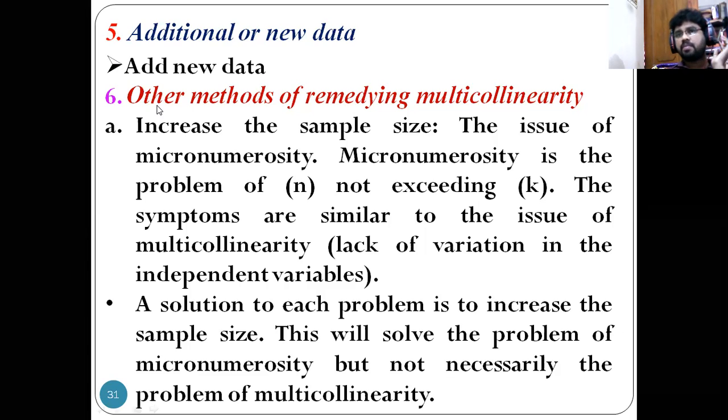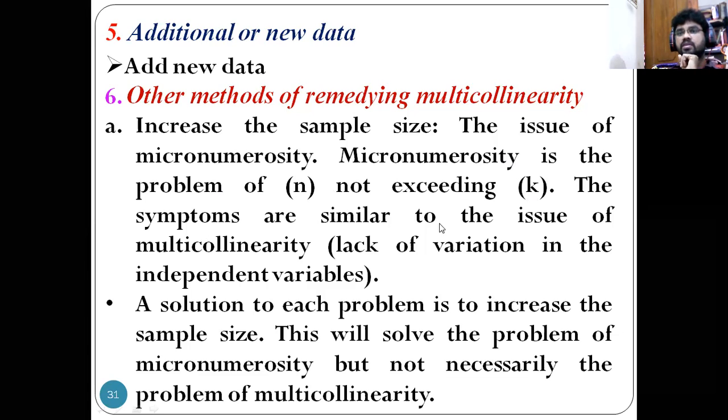Then other methods of remedying multicollinearity. As I told you, increase the sample size, and the issue of micronumerosity. That is a problem of n not exceeding k, that is, the number of observations not exceeding k, where k is the number of parameters. As I told you earlier, the number of independent variables should be less than the number of observations, or the number of observations greater than the number of parameters.